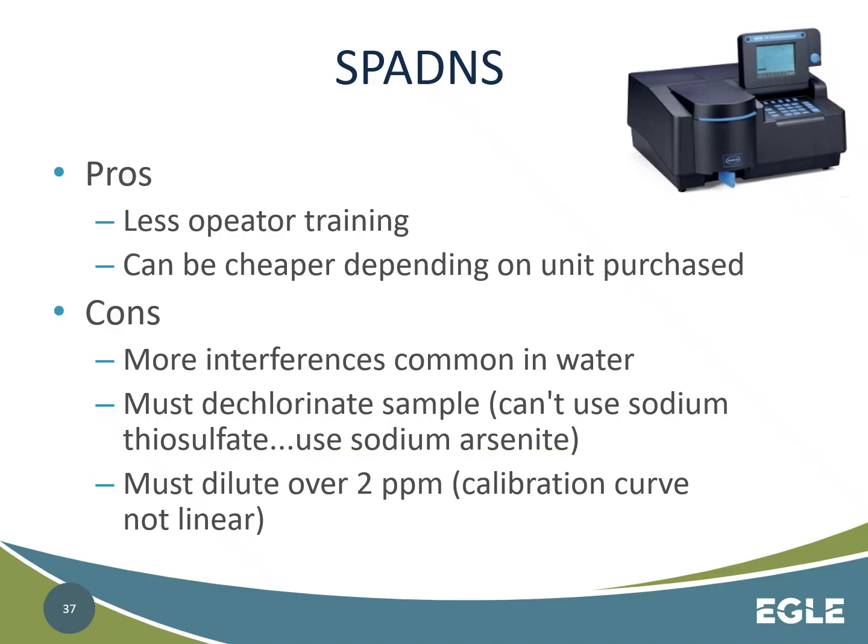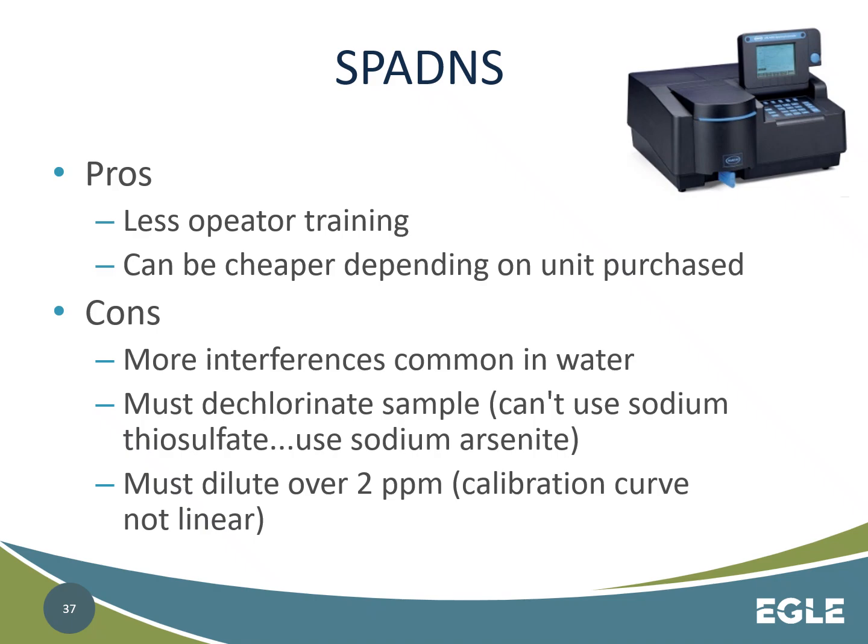So they use sodium arsenite to dechlorinate the sample, which means it contains arsenic, which means it is a possibly harmful chemical. You must dilute it if it's over 2 parts per million. That's another con to this. There's a lot more interferences, especially if the water is not distilled. Some of the interferences you deal with are aluminum, iron, different phosphates, and different sulfates, which can cause errors in the reading. A lot of times they decrease the reading, meaning it indicates a smaller fluoride value than it actually has. The reason why this one's often used, though, is because it's less operator training and it's cheaper.